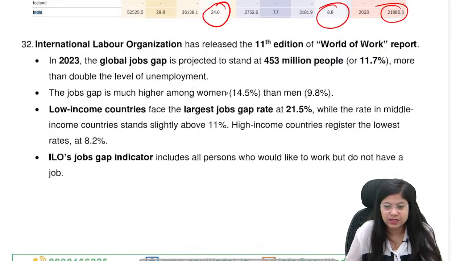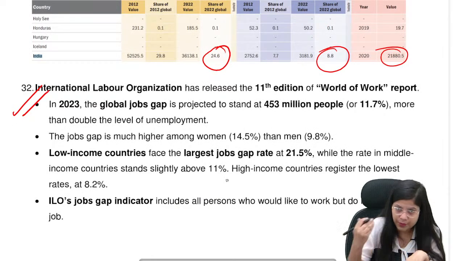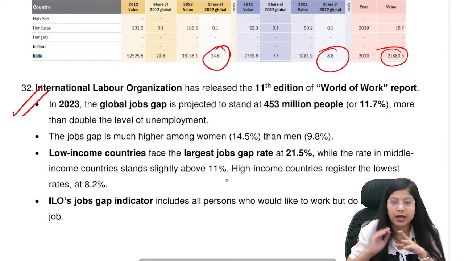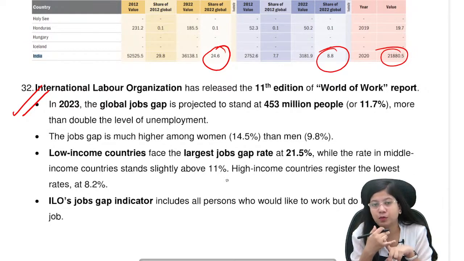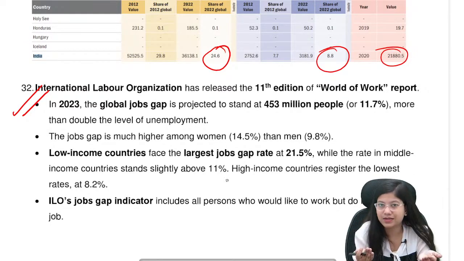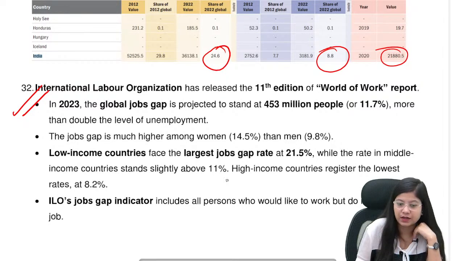Okay, so again, this World of Work report is not very significant as far as the NABARD Phase 1 exam is concerned. Why, I will tell you. First of all, this report has not been asked in the NABARD examination so far, and secondly, this report is not an index which gives rankings or facts. So we are going to quickly cover it.